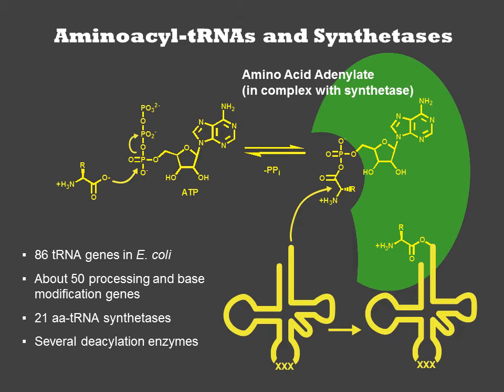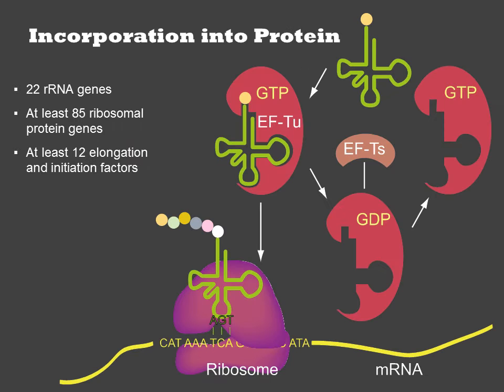Additionally, there are around 50 processing and base modification genes that further change the chemical identity of these tRNAs. There are 21 aminoacyl tRNA synthetases in E. coli, which is just one more than the number of proteinogenic amino acids, and there are several deacylation enzymes which can reverse the reaction of the synthetases. Thus, there are a large number of substrates and enzymes that all must interact precisely to retain the specificity of this code. Primarily, this specificity is encoded by the recognition of the synthetases, which must specifically recognize their own tRNAs and amino acids while avoiding all others.